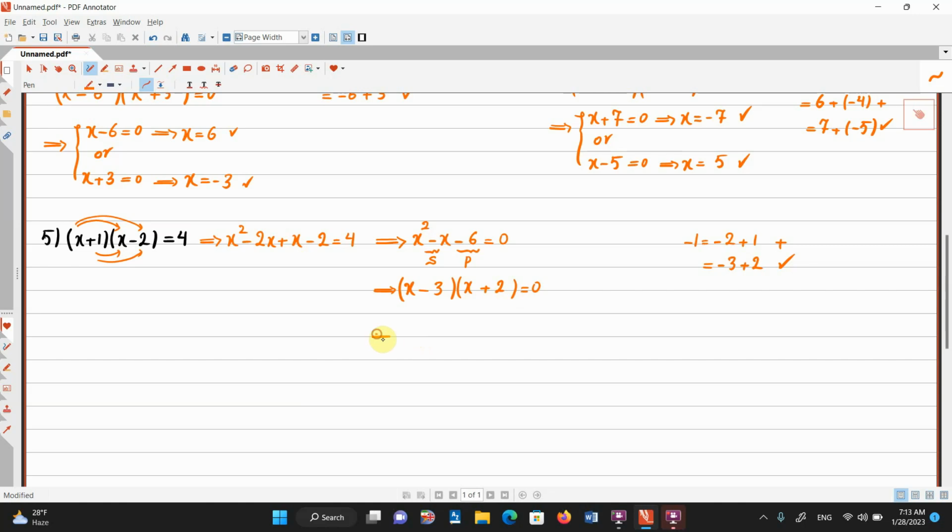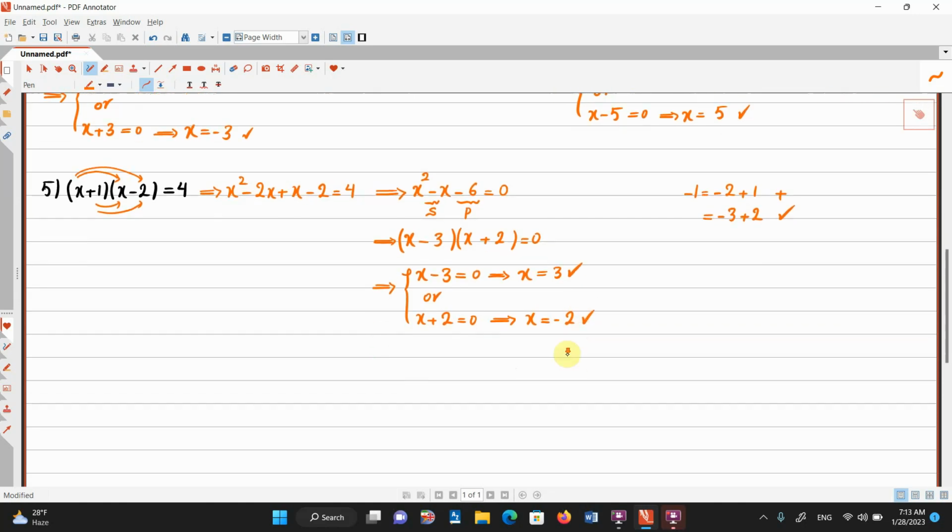And now use zero product property. Using zero product property will result in x - 3 = 0 or x + 2 = 0. Solving the first linear equation will result in x = 3, which is the first solution, and solving the second one will result in x = -2, that is the second solution. And this is the way of solving this equation.